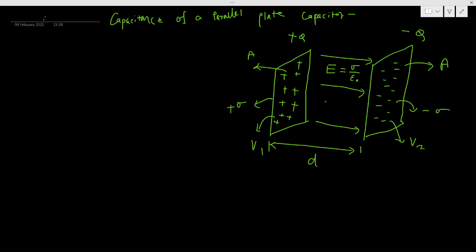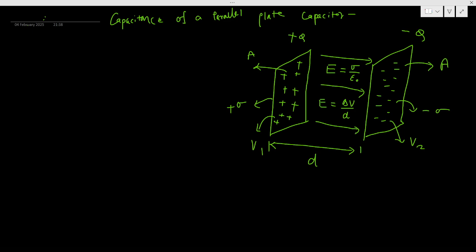Another thing we have, you can also write the electric field in another formula, that is potential difference between the plates upon distance between the plates. So this is another formula. This is the formula of uniform electric field. Keep this in mind. If the electric field is uniform, we can write delta V by D.